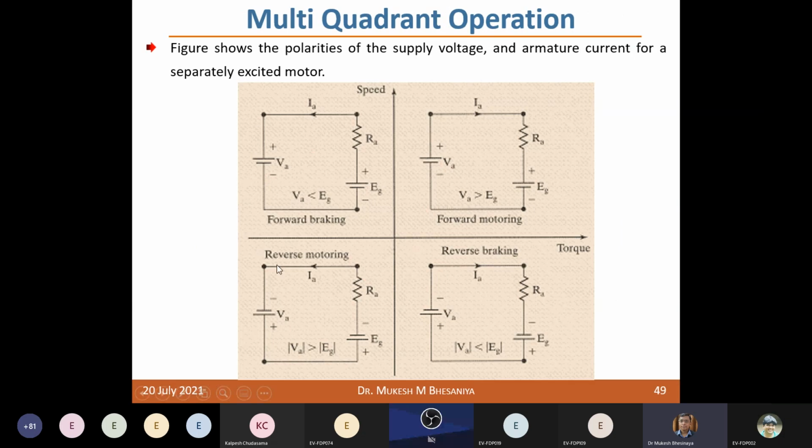This is the electrical equivalent diagram for all the four quadrant or multi quadrant operation. In this case you can see this is forward motoring, where armature voltage is greater than the back EMF. This is known as forward braking, where the battery voltage is less than the back EMF. This is reverse motoring, so the current is negative. You can see the polarity of voltage of the battery.